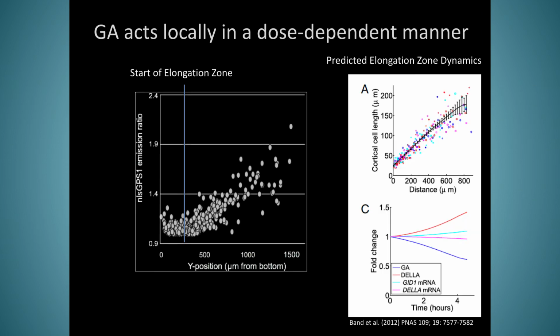And we still don't know the answer to this in terms of how GA is controlling or influencing specifically the spatial distribution of cell elongation. But the simplest explanation would be that GA acts locally in a dose-dependent manner. So as GA increases throughout the elongation zone, cortical cell length is also increasing. So maybe there's a linear relationship or a highly correlated relationship between GA and growth. And we now want to investigate to see if that model is actually correct.